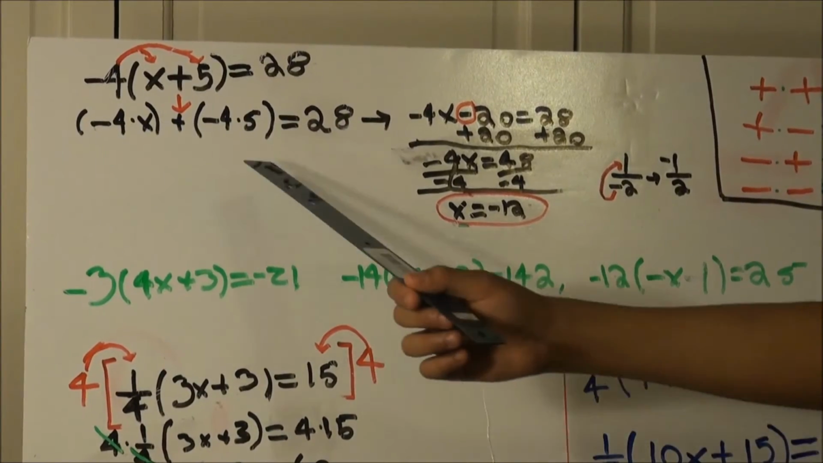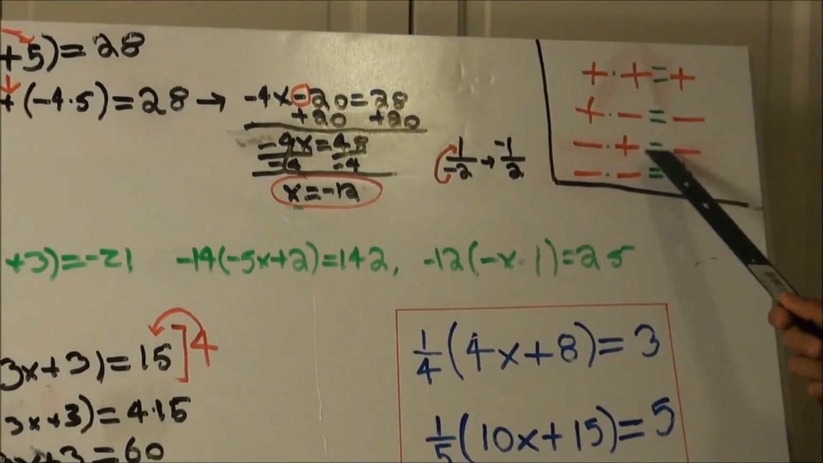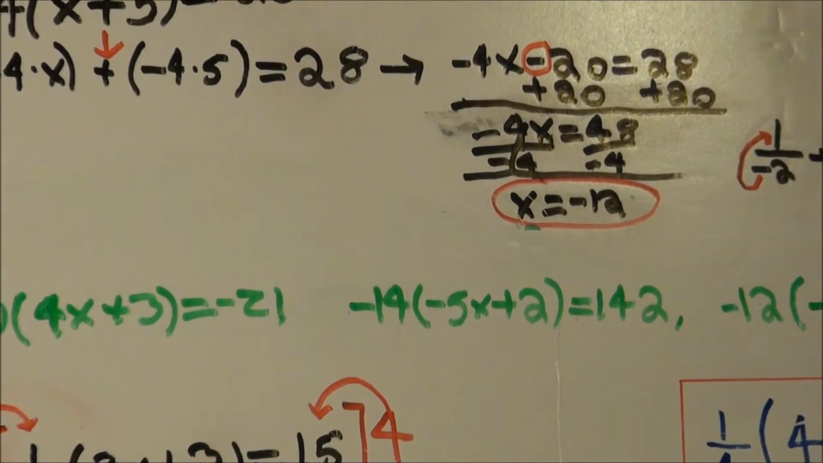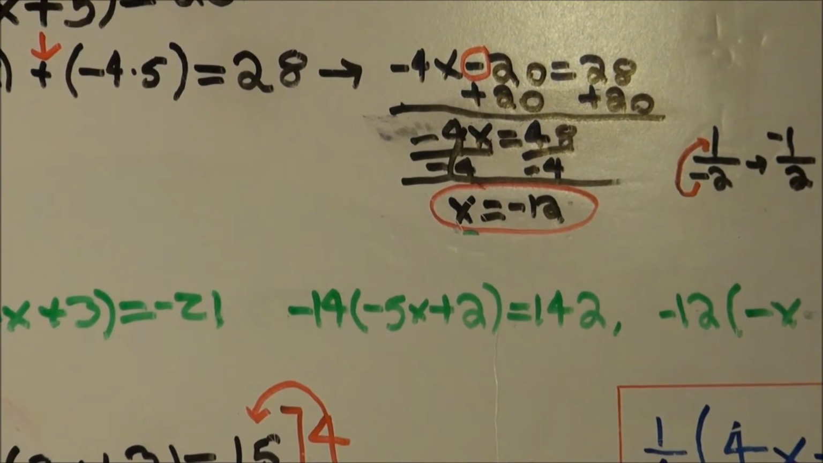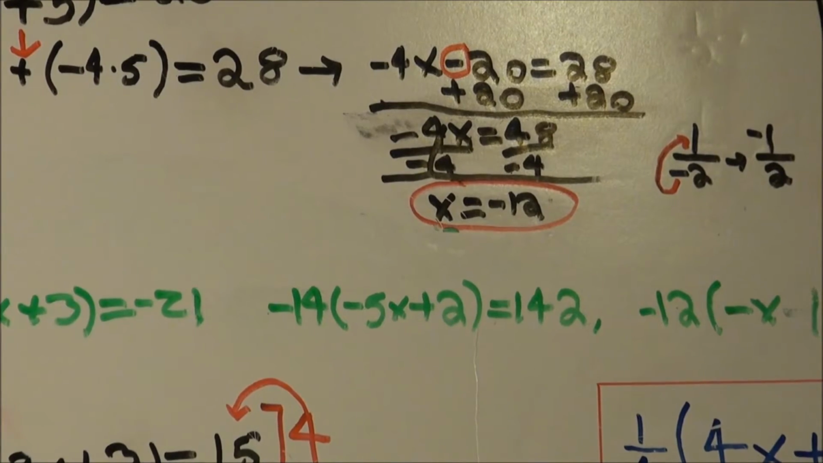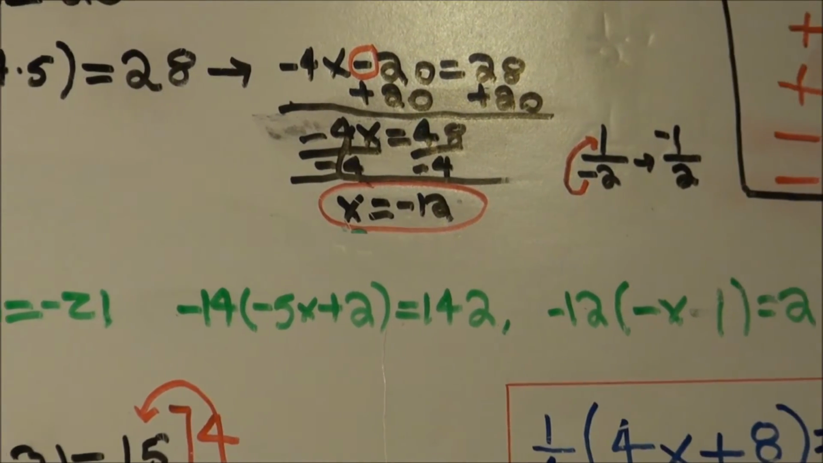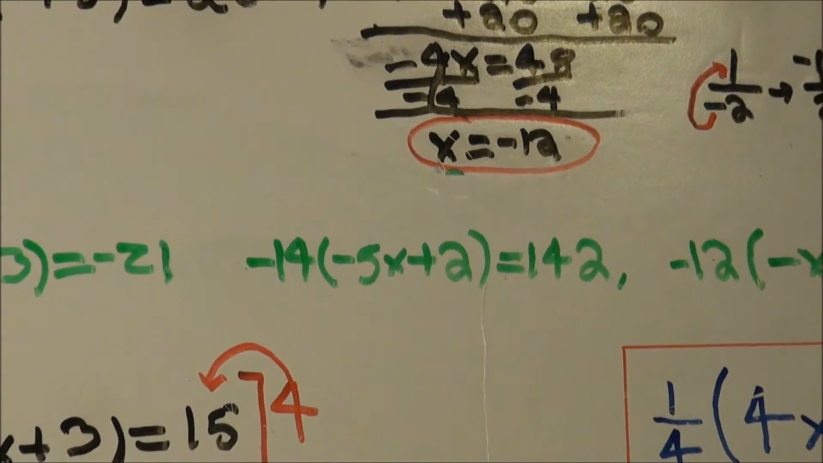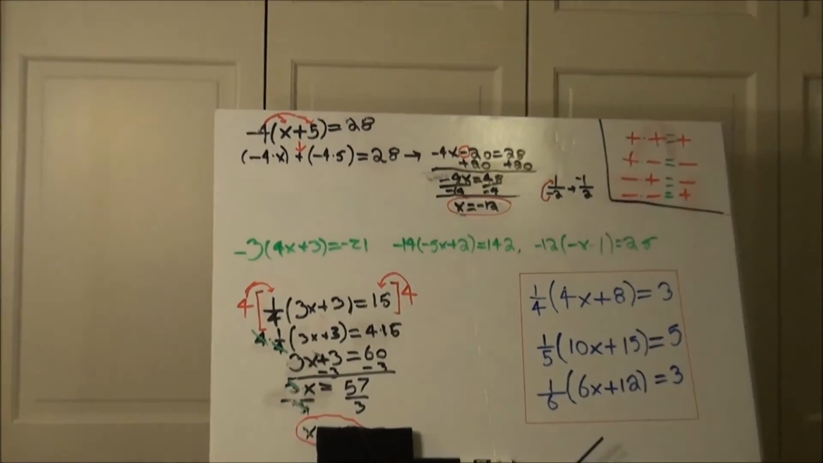And then, what happens if we have a positive and negative? That's right, you get a negative. So we subtract 20, and then we have an easy multi-step equation that we can solve. We add 20 to both sides, we get negative 4x equals 48. Divide by negative 4 and divide by negative 4, and we get x equals negative 12.